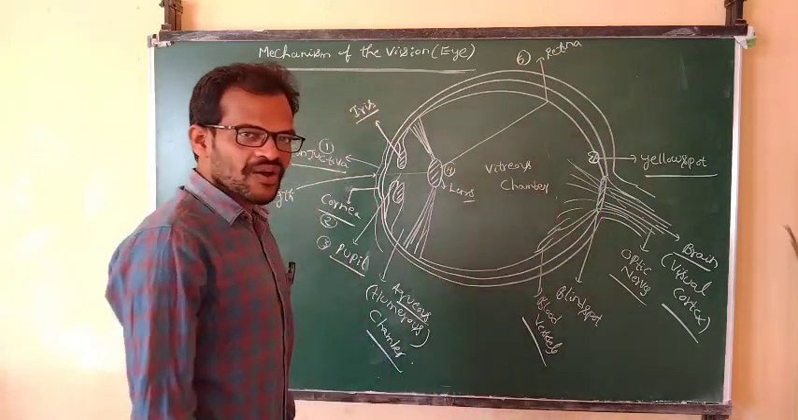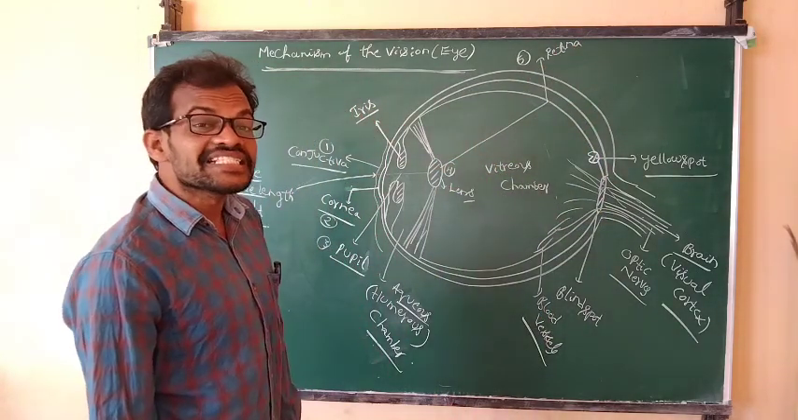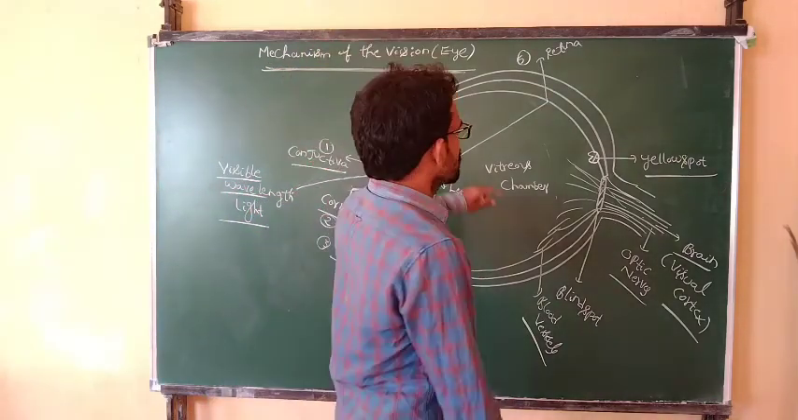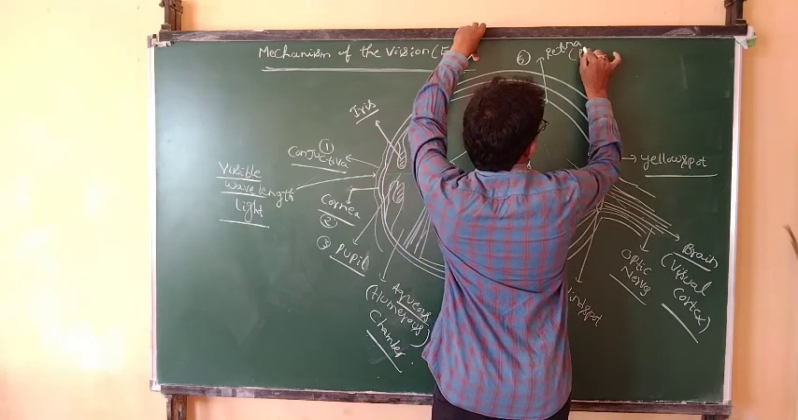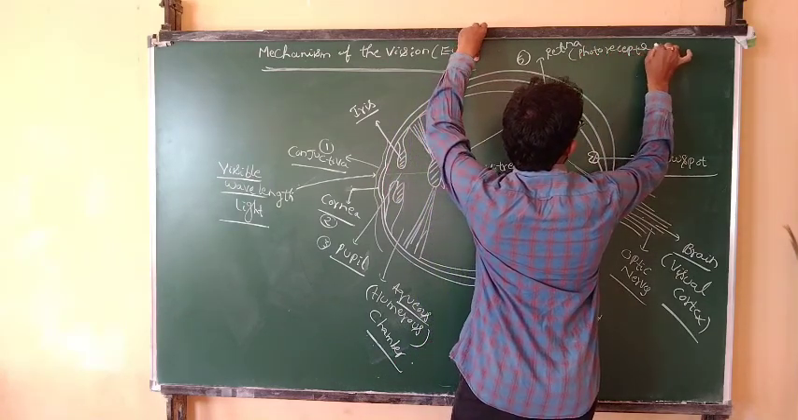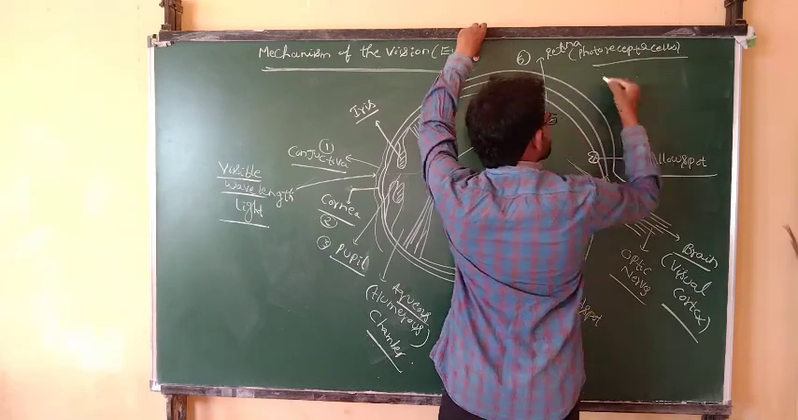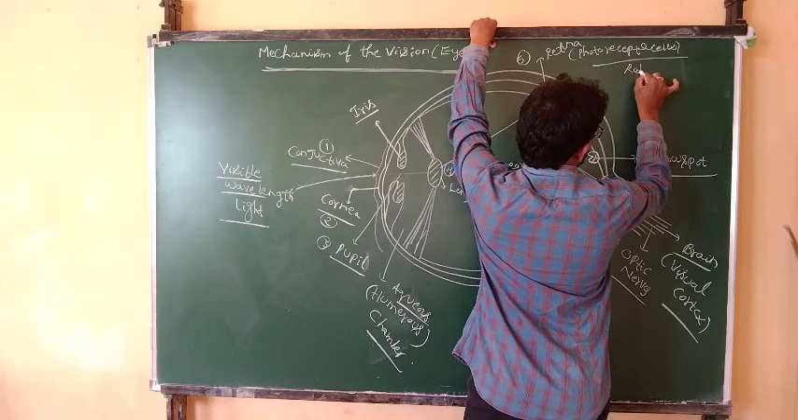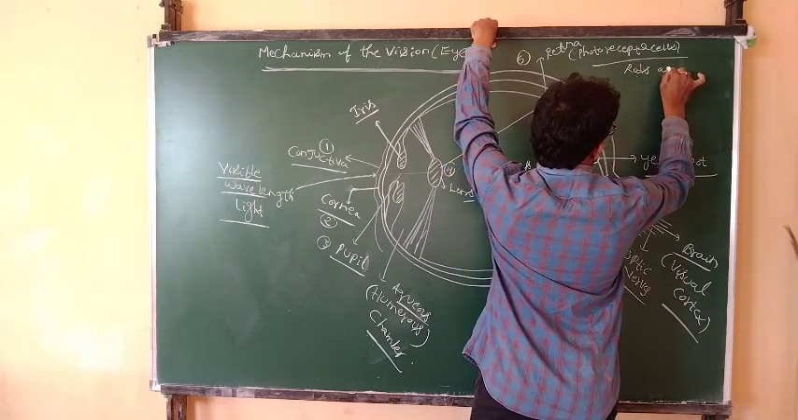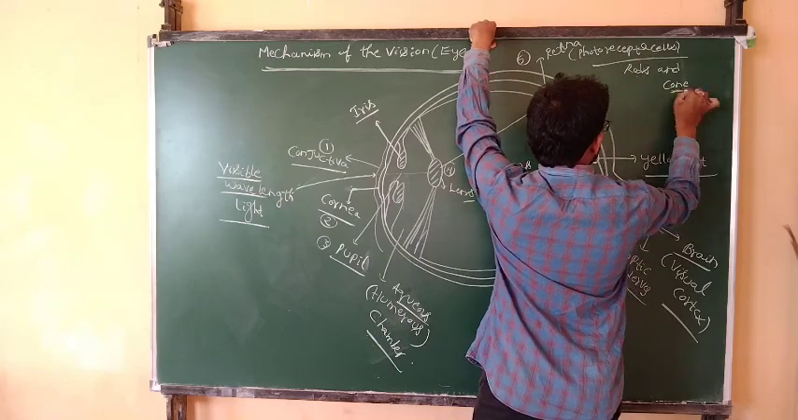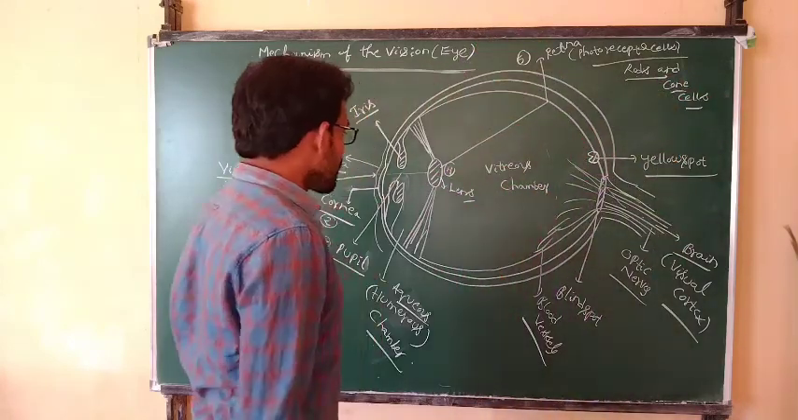The retina consists of photoreceptor cells. What are the photoreceptor cells? Rod cells and cone cells.